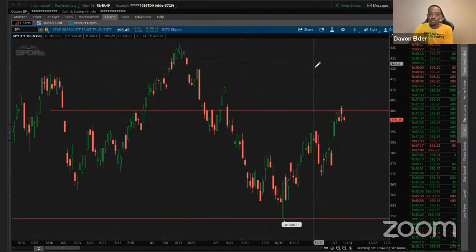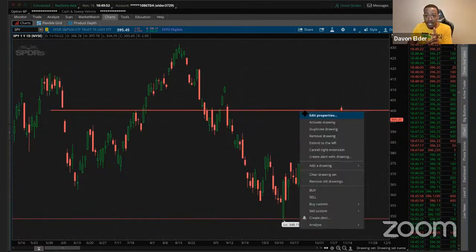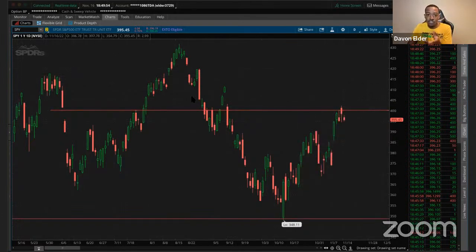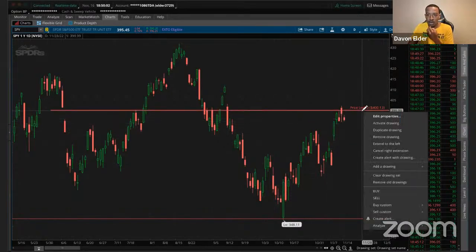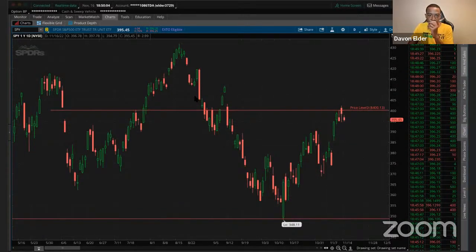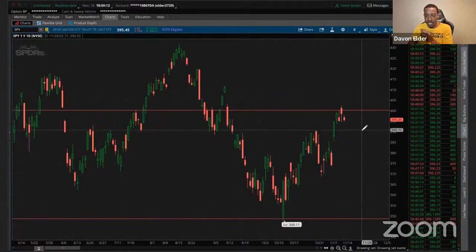What does that mean to me? Number one, the first thing that it means to me is that this is major resistance. That's the first thing that I'm looking at whenever I see that we have not closed above 400. The second thing that I'm looking at is this, and think about this for a second, right?